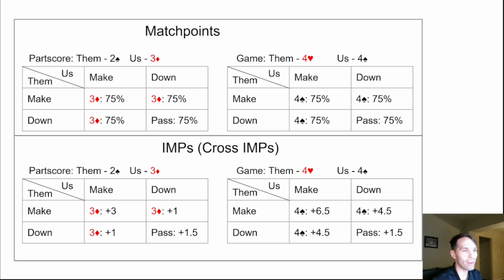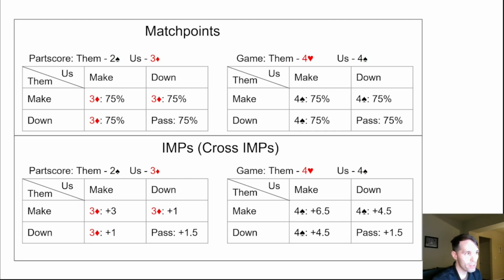It doesn't matter whether it's a part score deal or a game deal. It doesn't matter who's making or who's going down. We always get the same result, which leads us to believe that match point decisions are equally valuable, whether we're playing in a part score deal or a game, or a slam, for that matter.